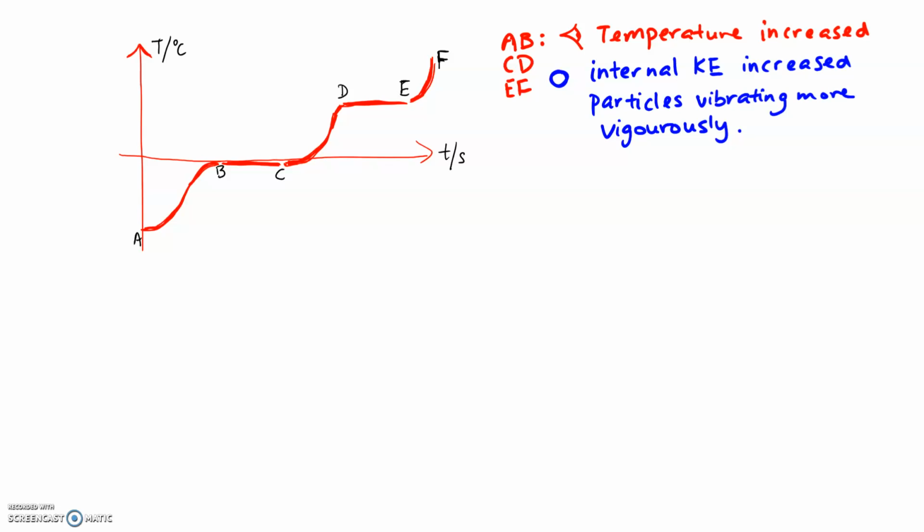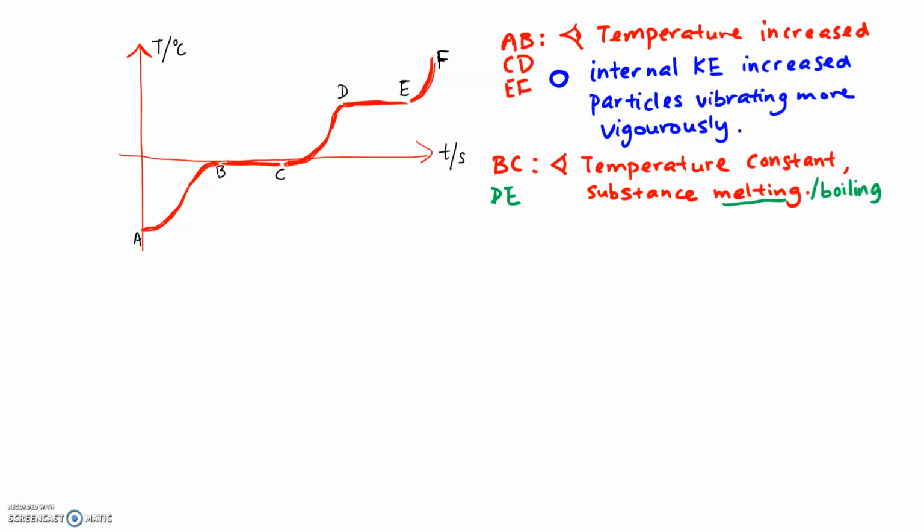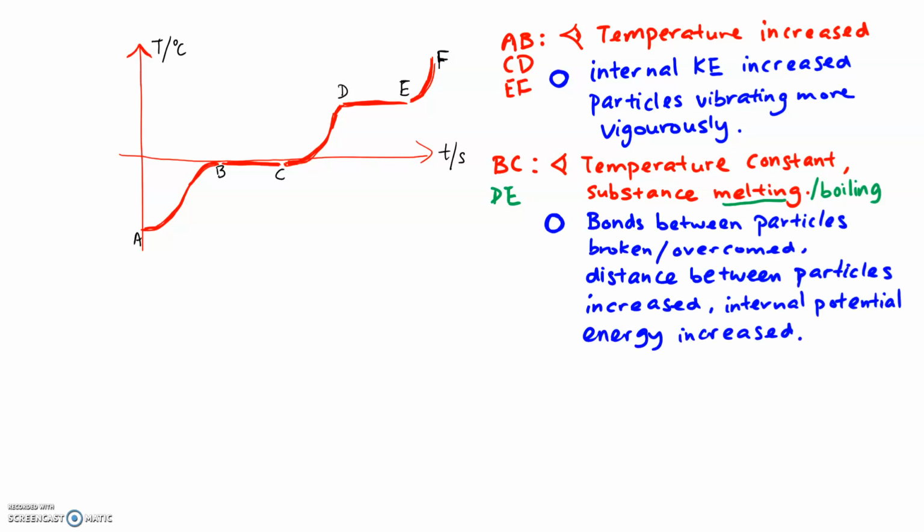actually vibrating more vigorously. Okay, whereas when we talk about BC, we notice that the temperature is constant, so in this case the substance is melting. There's also another portion of the graph where the temperature is constant, and we notice it's actually DE, right? Okay, so for DE, it's not melting, but it's actually boiling. Okay, so what is actually happening to the particles? How do you explain why is it that the temperature is constant? Okay, so the bonds between the particles are broken or overcome. Alright, so the distance between particles is now increased, and therefore the internal potential energy of the substance increases as well.